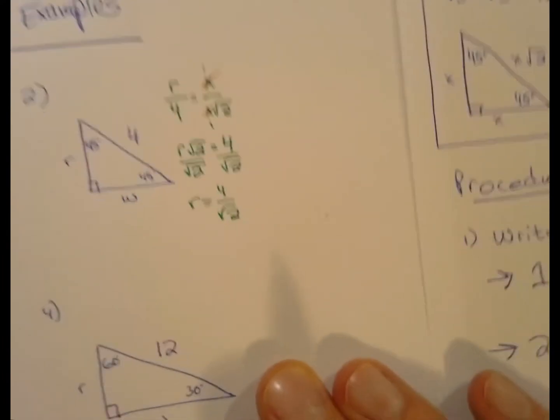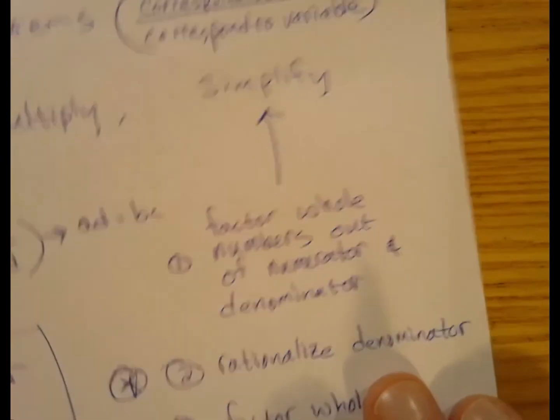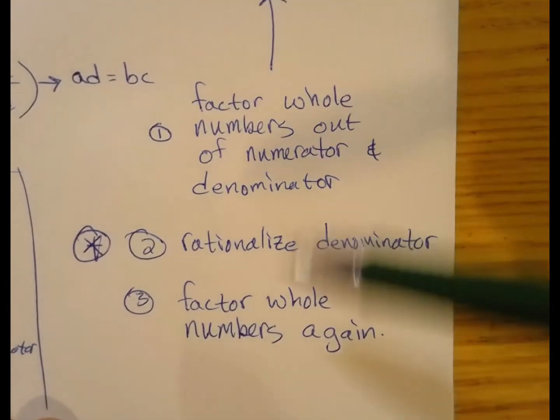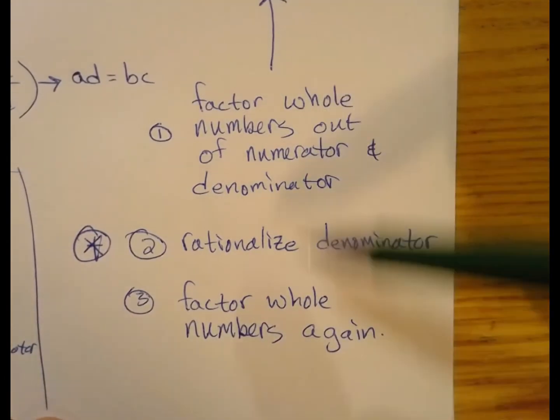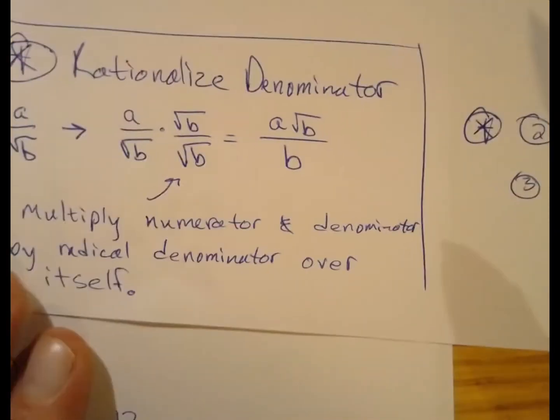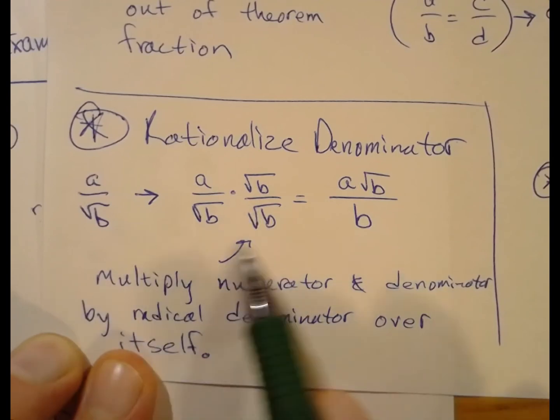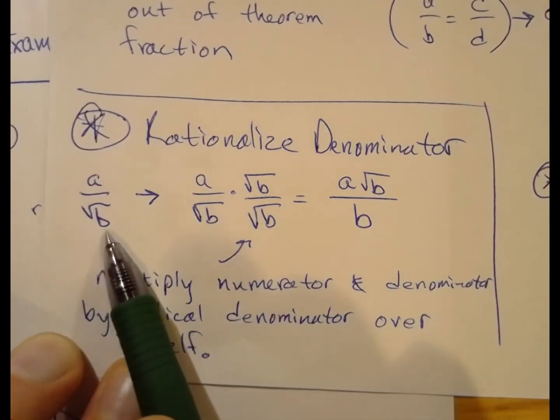All right, so the simplified procedure: we can factor out whole numbers. You can factor a whole number with a whole number, but not a whole number with a radical. Rationalizing the denominator is just this: we're not allowed to have a square root in the denominator.